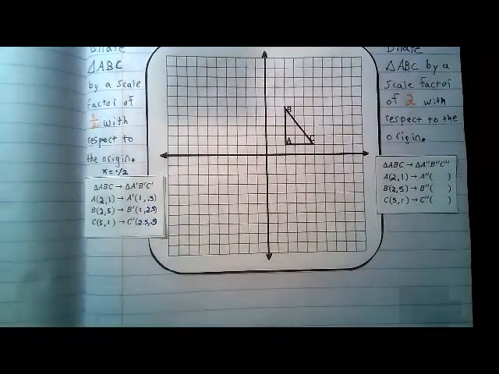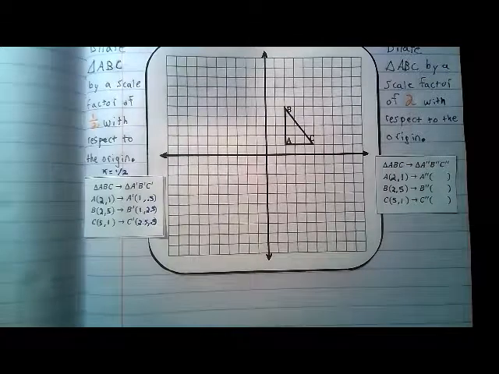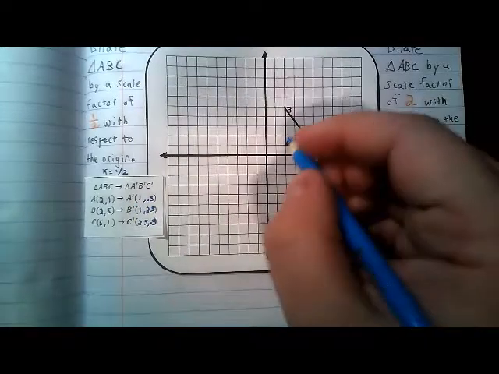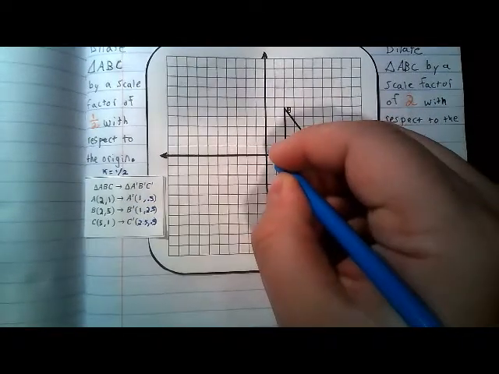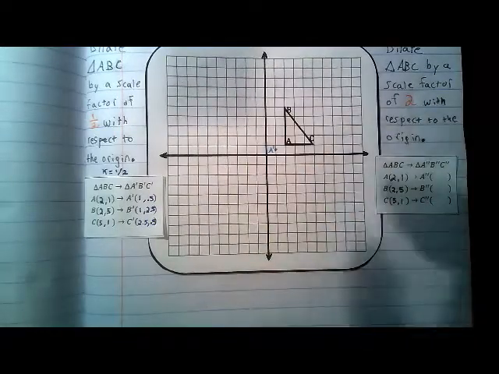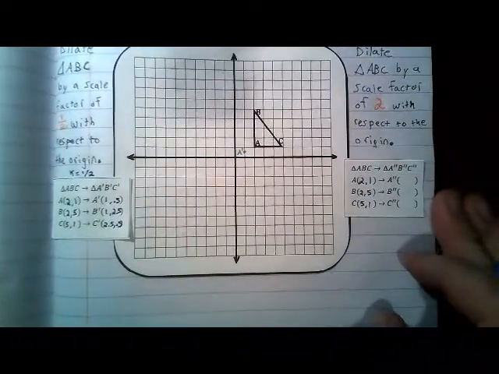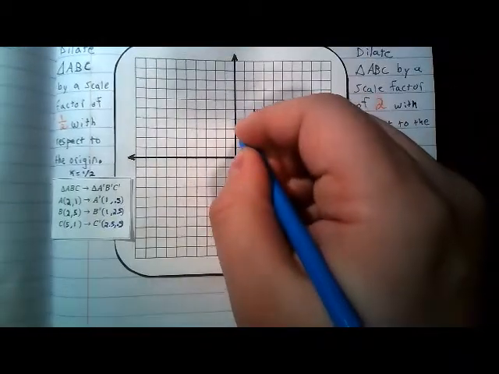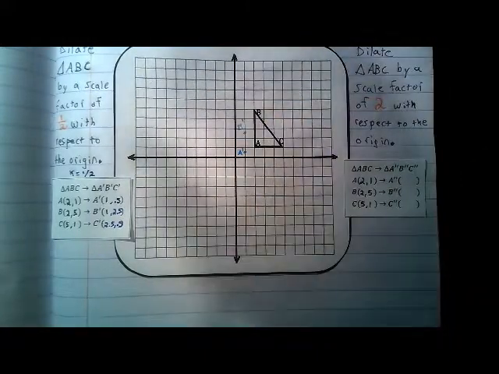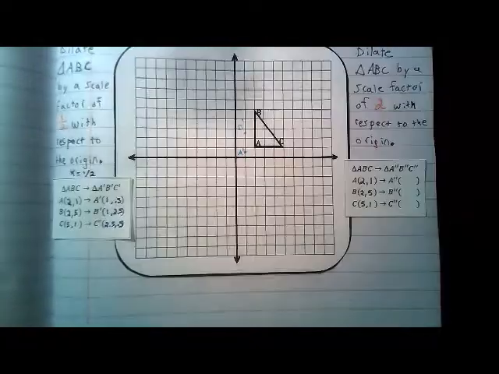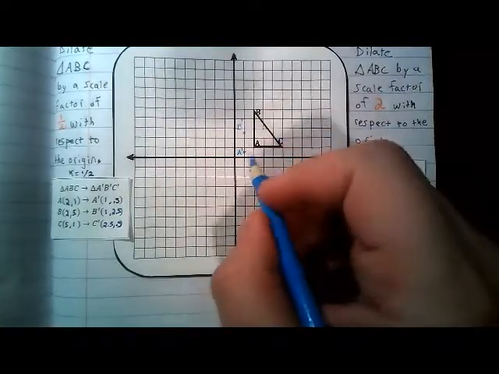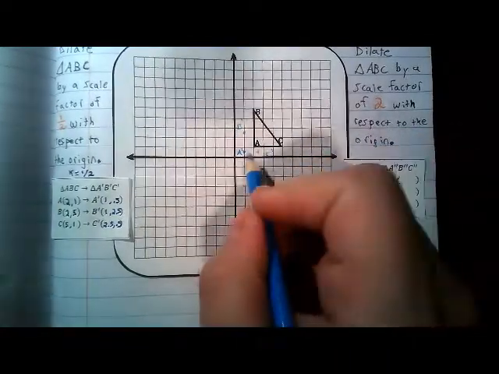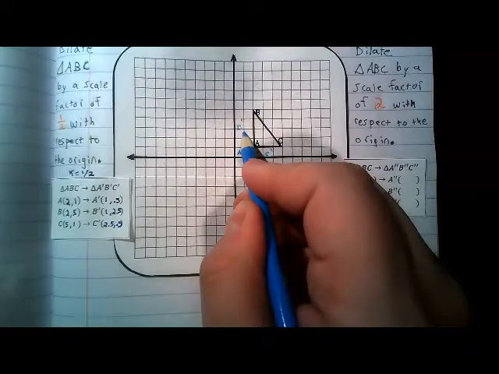And now we're going to plot those points, and we're going to see how the triangle looks. So again, I'm using blue. A went from (2, 1) to (1, 0.5). So A went right here. There's A prime. B is now at (1, 2.5). So that's B prime. And C went from (5, 1) to (2.5, 0.5). So there's C prime. And so there's my triangle right there.